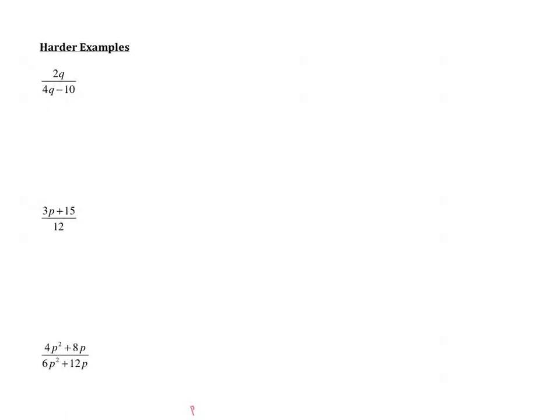So, one way of doing this is to simply divide each visible term by 2. Starting with 2q, 2q divided by 2 is q. Next, moving on to 4q, 4q divided by 2 is equal to 2q. And lastly, we've got negative 10 divided by 2, which gives us an answer of negative 5. So the answer is q over 2q minus 5.